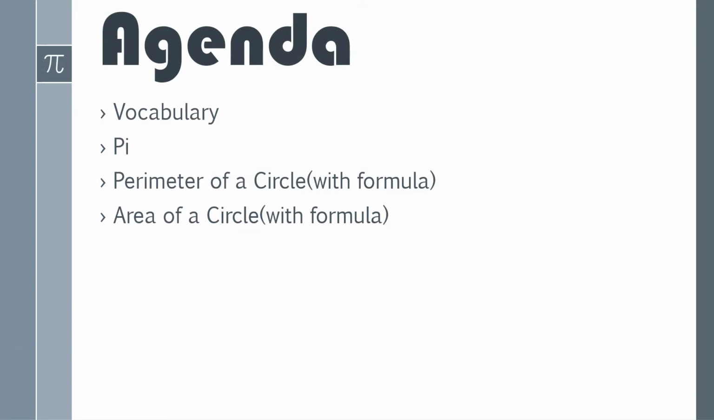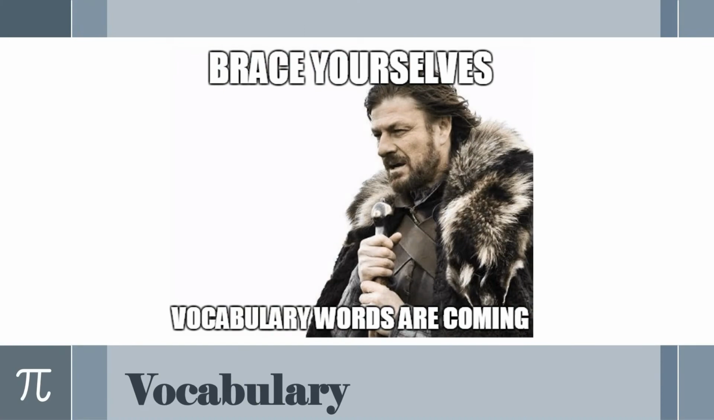So before we start this lesson, here is the agenda that tells you what I will cover in this video. First up, we have vocabulary. Second up, we have pi. Then perimeter of a circle with the formula, and then area of a circle with the formula. So, first up, vocabulary.